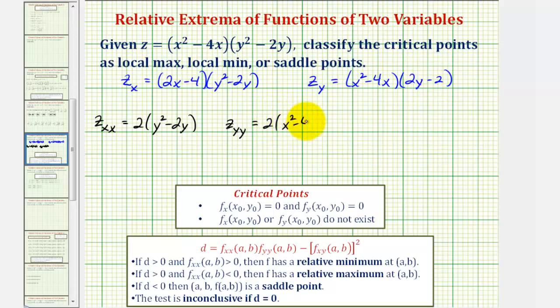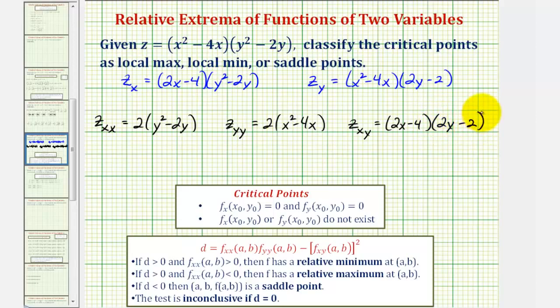x squared minus 4x. And now for the mixed partial, with respect to x and then y, we'll differentiate this partial derivative with respect to y, treating x as a constant. So we'd have the quantity 2x minus 4 times the derivative of y squared minus 2y with respect to y, which should be 2y minus 2.